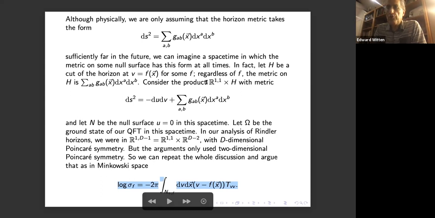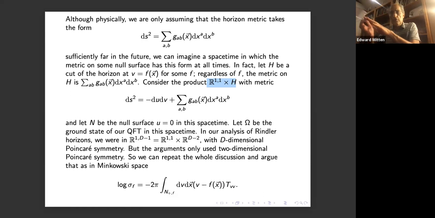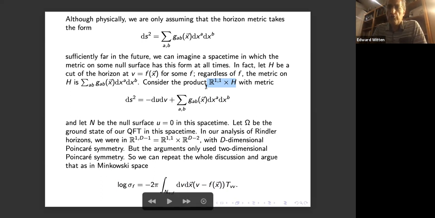I want to stress that R^{1,1} times H isn't our spacetime. Our spacetime has a horizon, which looks like a piece of a Rindler horizon in R^{1,1} times H. But what we've done was to take the vacuum in R^{1,1} times H and deduce from it a density matrix, which has the property that if you restrict it to smaller regions along the horizon, you get the right things we want.